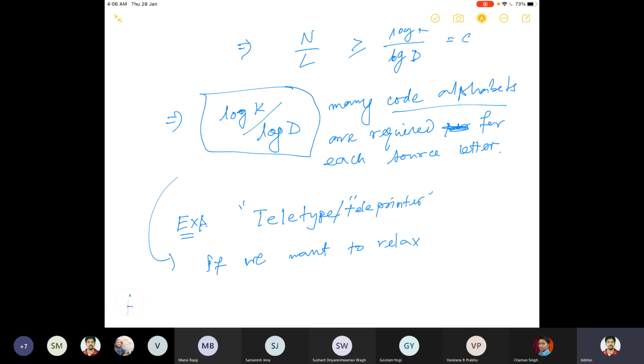So for different, I mean, let's say, there is a situation of confusion. You will not be able to decode exactly. So you will not have two different separate code words for separate messages, let's say. So that is the problem you will have if you want to relax this condition, right?